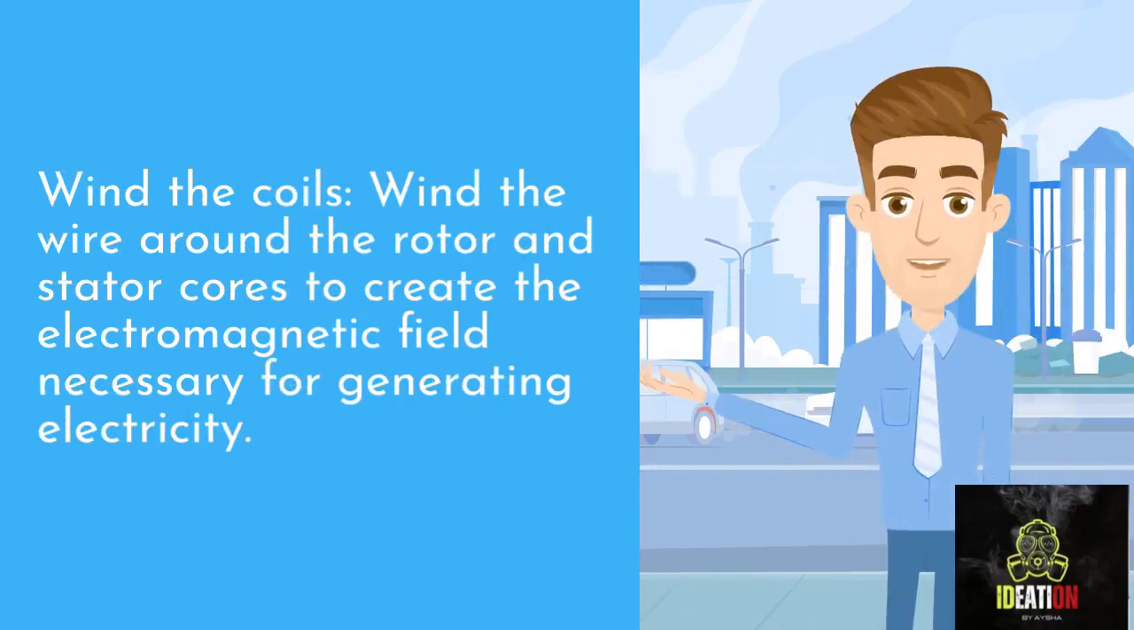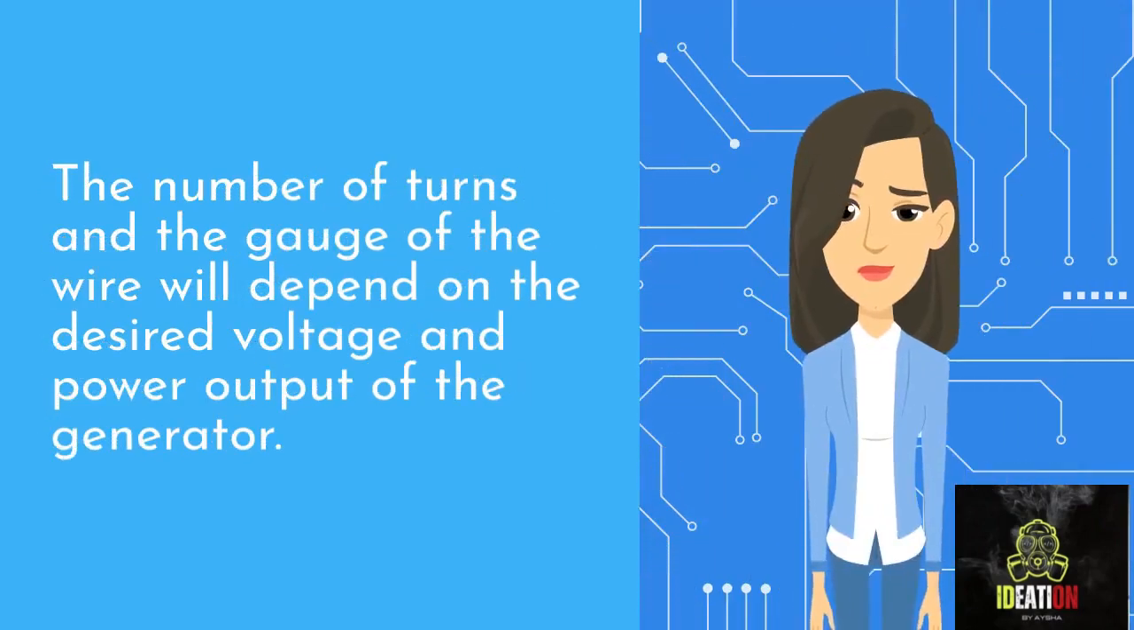Wind the coils. Wind the wire around the rotor and stator cores to create the electromagnetic field necessary for generating electricity. The number of turns and the gauge of the wire will depend on the desired voltage and power output of the generator.